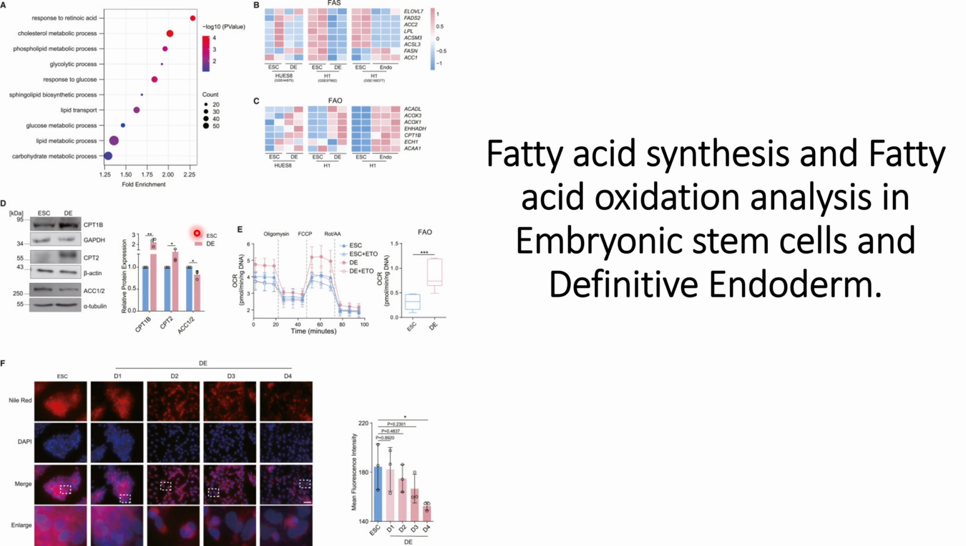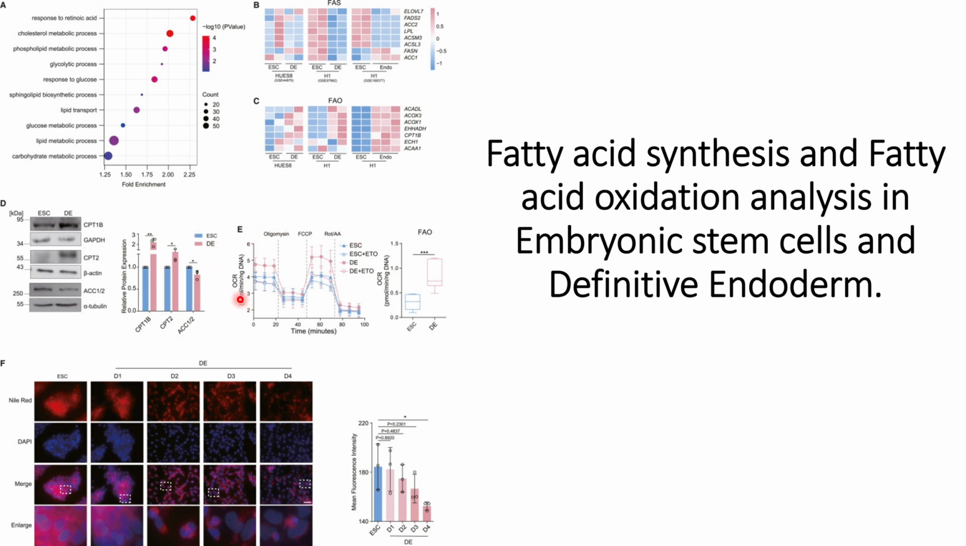They also analyzed the bioinformatics of some of the enzymes that are bottlenecks for fatty acid oxidation, and they found that enzymes such as CPT1B and CPT2 are upregulated in definitive endoderms compared to the embryonic stem cells. So this gives an indication that fatty acid oxidation is upregulated in definitive endoderms compared to the embryonic stem cells.